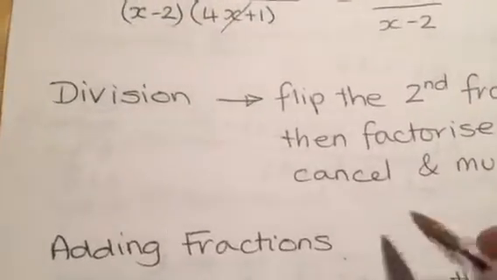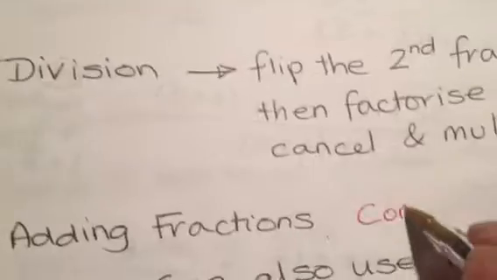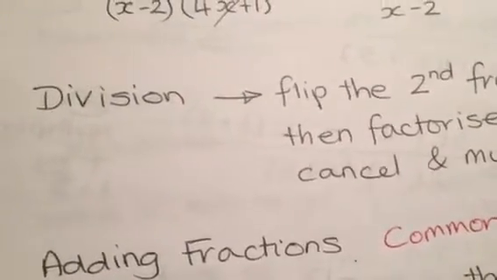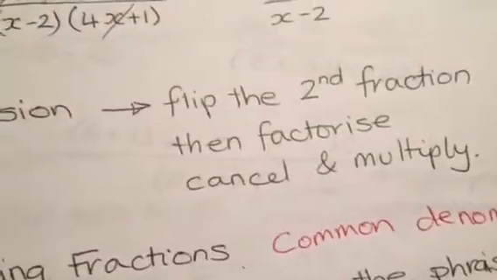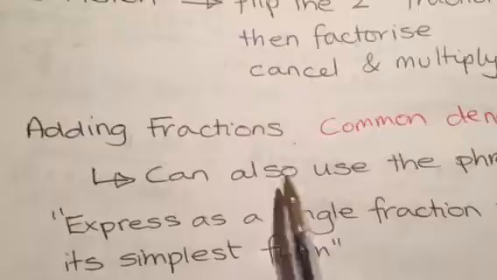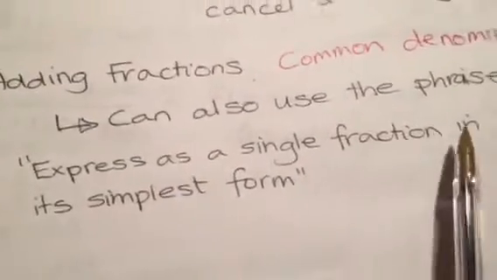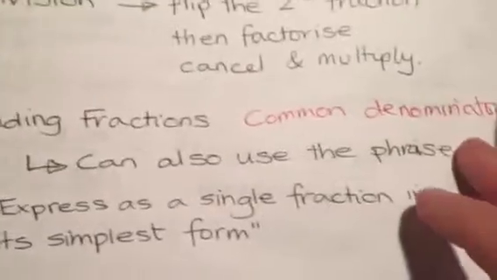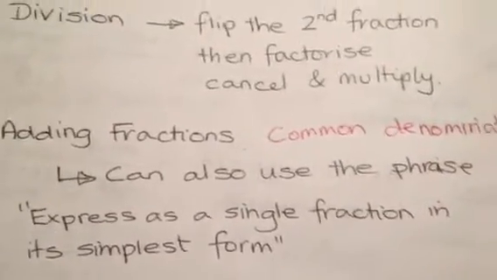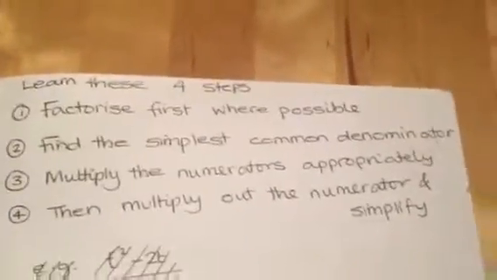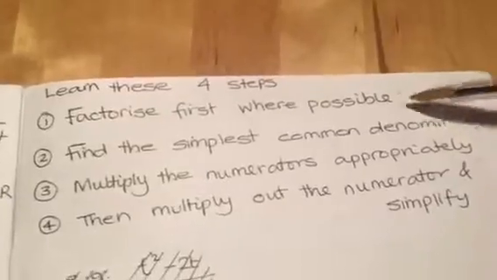If you're adding fractions, remember that you need to think common denominator. So as soon as you're adding fractions, common denominator. You might also see this written as express as a single fraction. So if it says express as a single fraction in its simplest form, that's basically another terminology for adding the fraction. So 4 steps. Factorise where possible, always makes it easiest.